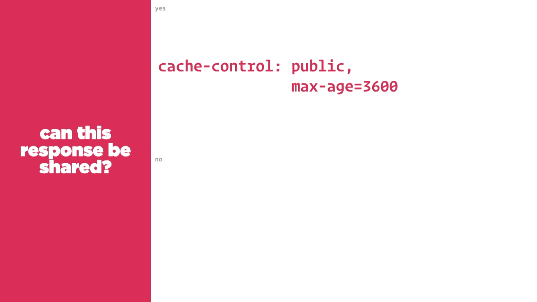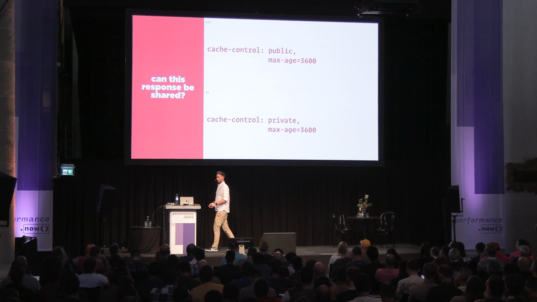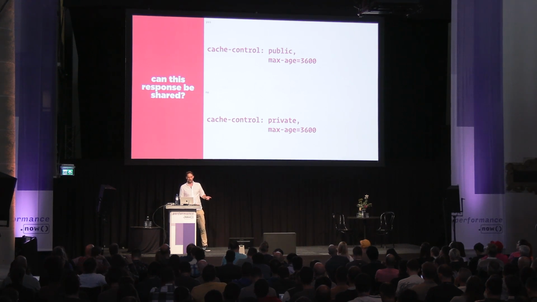If a file is unique to a user, maybe it contains a logged-in state or some sensitive information, a file is only allowed to be seen by the individual person requesting it, you would use the private directive. Private simply says this file, this response, is only to be used by the cache or the client that requested it. Interestingly, you don't need public at all.